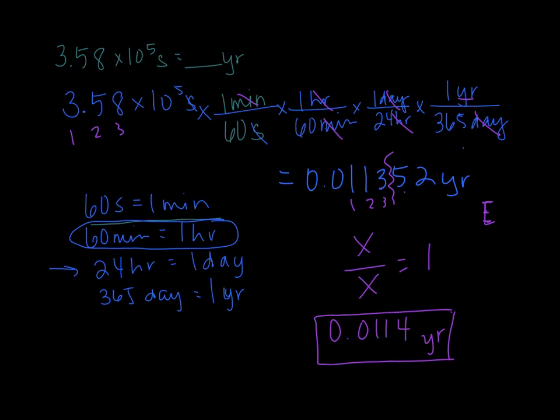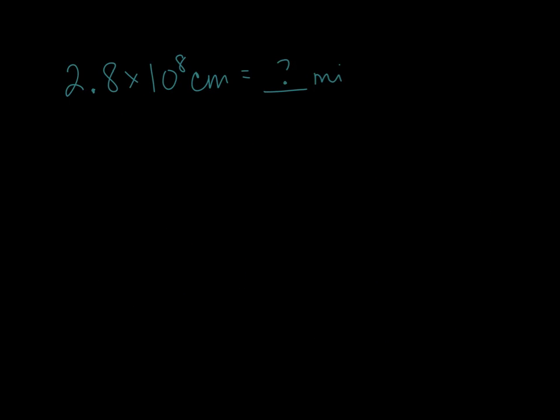All right, let's do another one. Okay, so I've got 2.8 times 10 to the 8 centimeters, and I want to know how many miles that is. So the first thing I'm going to do is write down what's given to me. And I've got 2.8 times 10 to the 8th centimeters. And then I have to come up with a plan.